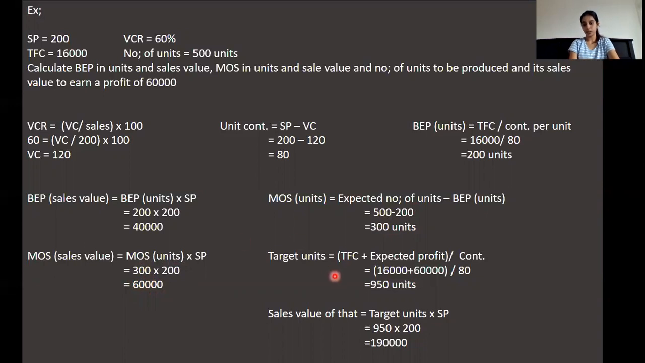Now the target units. What is the number of units that we need to produce or sell in order to earn a profit of 60,000? The formula is total fixed cost plus the expected profit divided by the contribution. Total fixed cost is 16,000 plus 60,000 of profit, divided by 80, which gives 950 units. How do we compute the sales value of this? 950 into 200, which is 190,000.